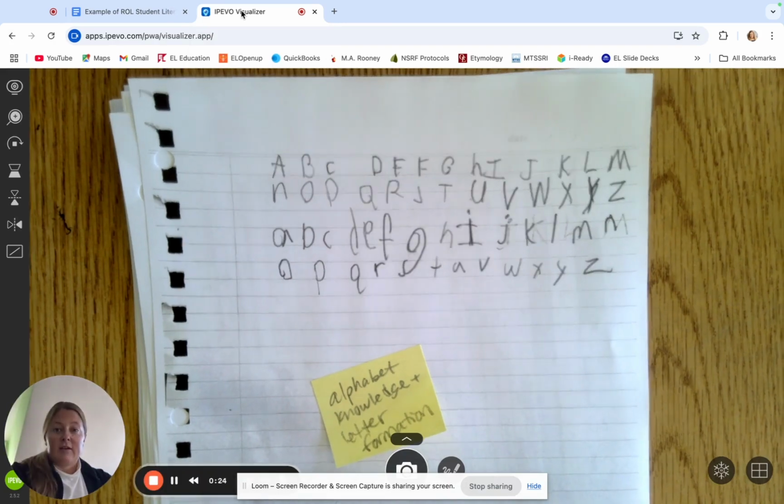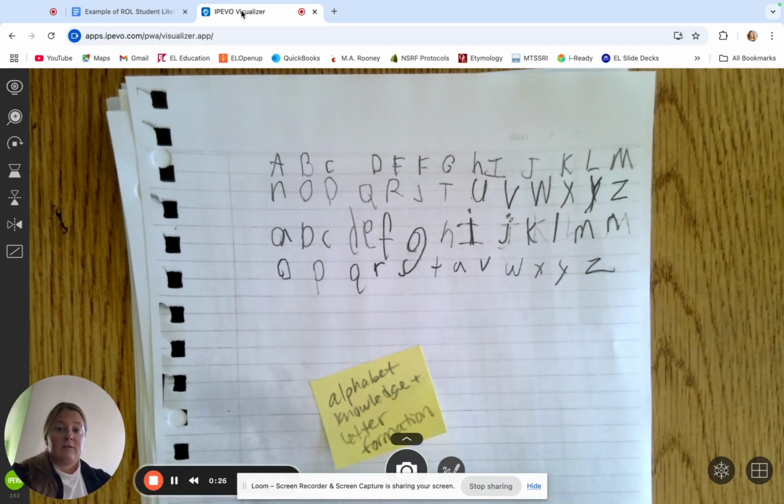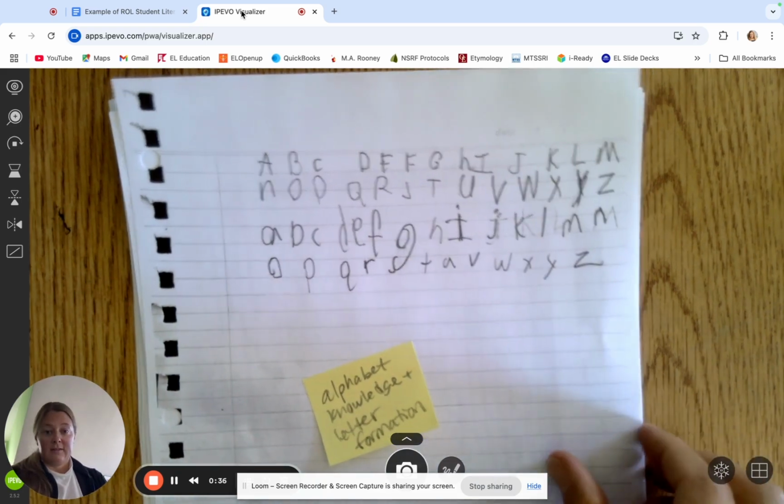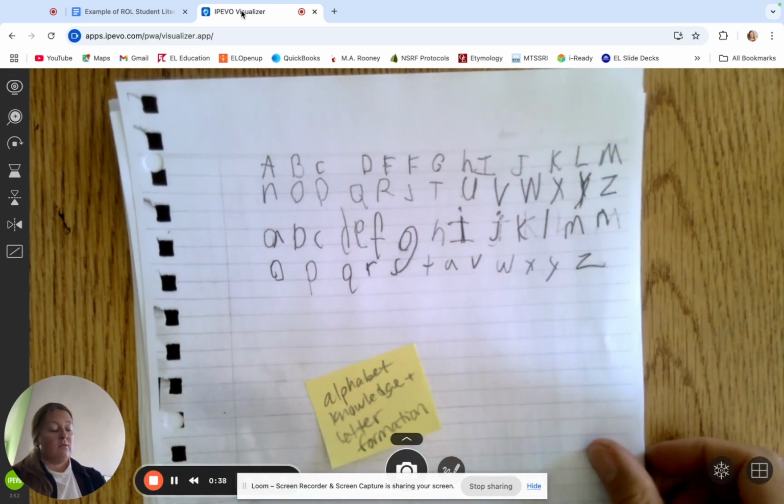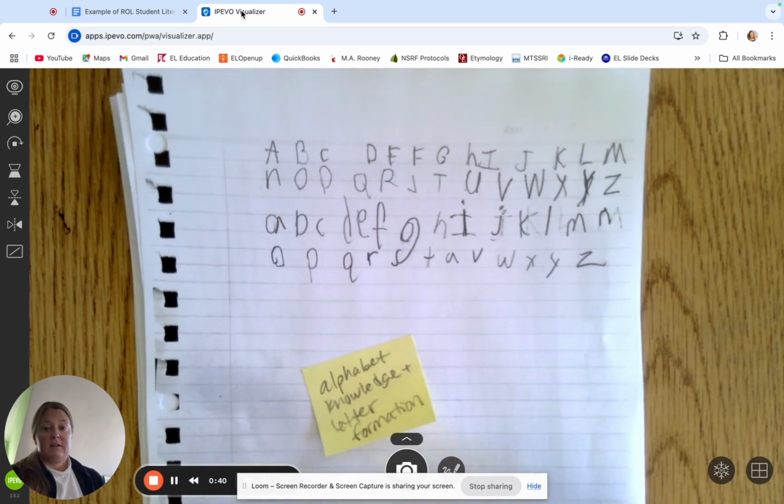There are different areas that need to be assessed to figure out if the student needs help with word recognition and spelling, or if it's more comprehension, or if it's both. And so what I'm showing you here is what I do when I sit with any given student, and what I guide teachers to do.